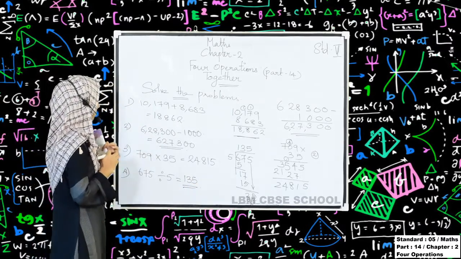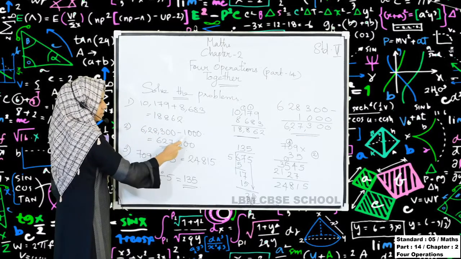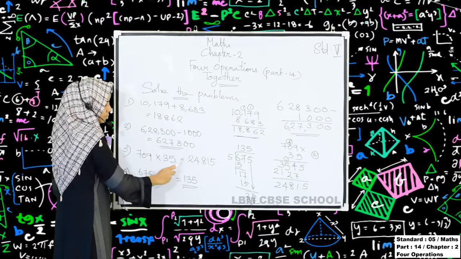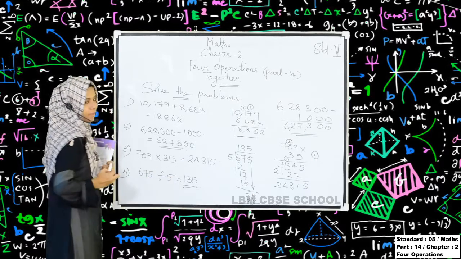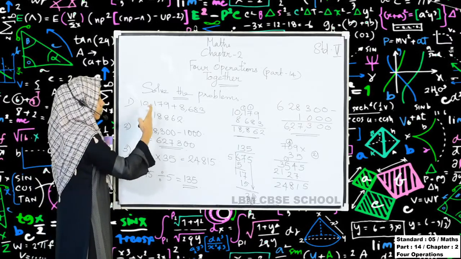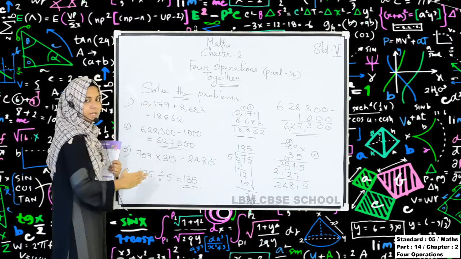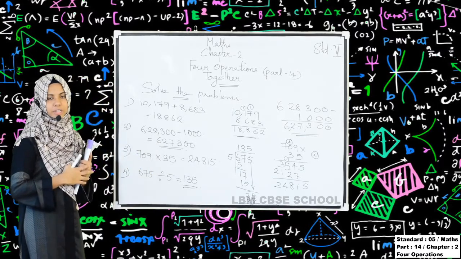Then look here, we add two numbers here, we subtracted two numbers here, we multiplied two numbers here, and we divide two numbers here. In the first question we did addition, in the second question subtraction, the third question multiplication, and the fourth question is division, isn't it?